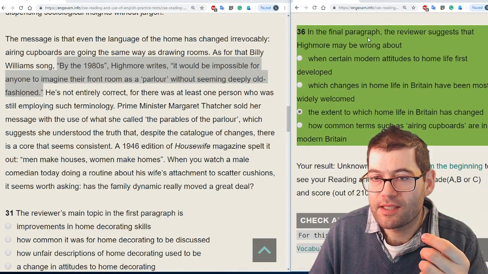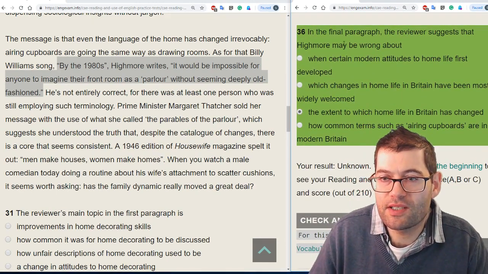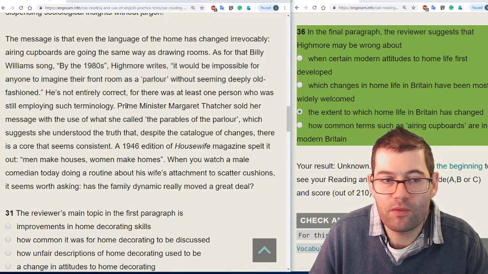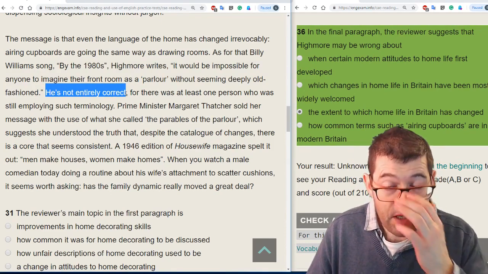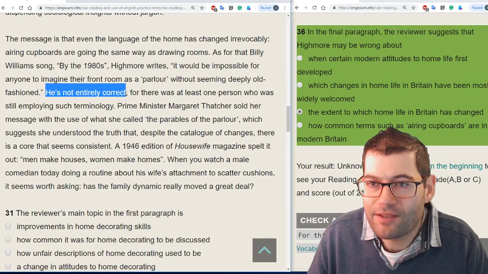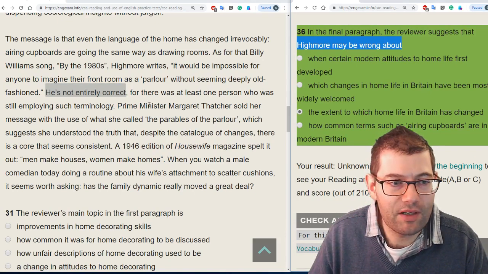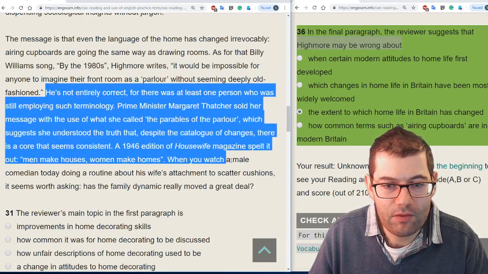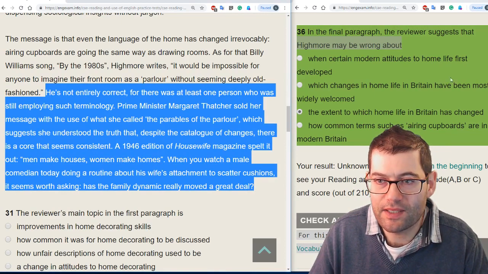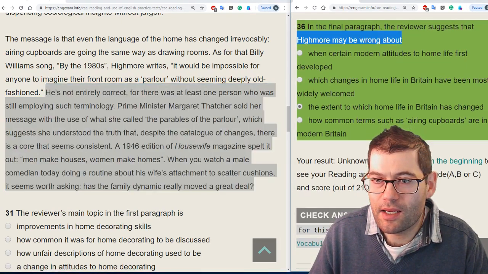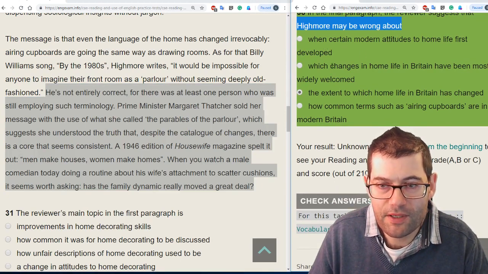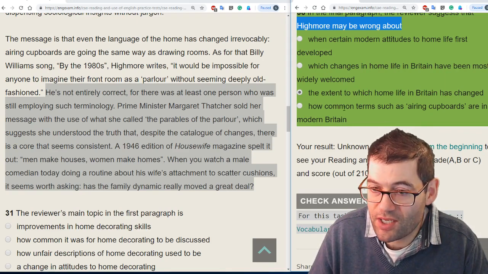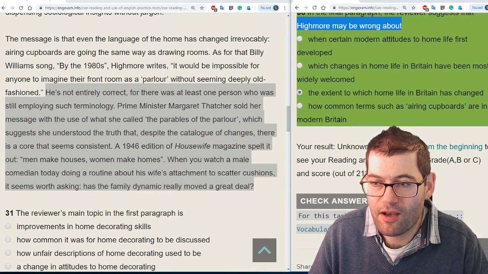Now, for 36, in the final paragraph, the reviewer suggests that Highmore may be wrong about... Okay, now, if you remember in the text, the author of this article says he's not entirely correct. So straight away, that's the right bit that we're looking for. So we've got to now focus on this part of the text. Highmore may be wrong about when certain modern attitudes to home life first developed, which changes in home life in Britain have been the most widely welcomed, the extent to which home life in Britain has changed, how common terms such as airing cupboards are in modern Britain.